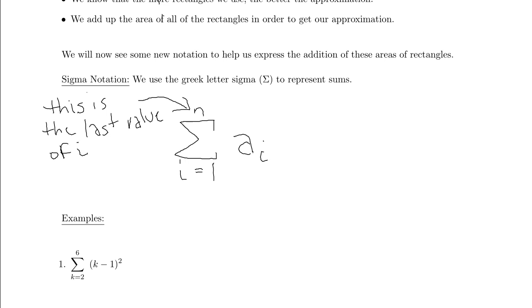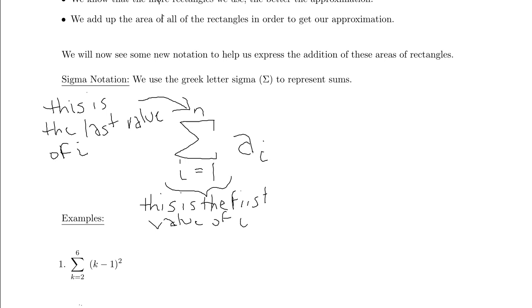Then on the bottom, this i equals 1 is telling us what the first value of i is. It could be i equals 5, which tells you that the first value of i is going to be 5. But here I'm saying i equals 1. Whatever number is on the bottom is going to be your first value. So this is the first value of i.